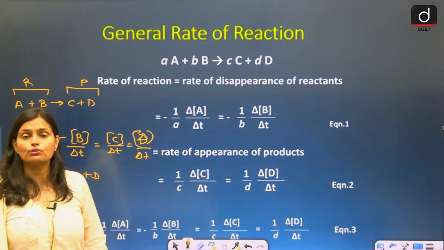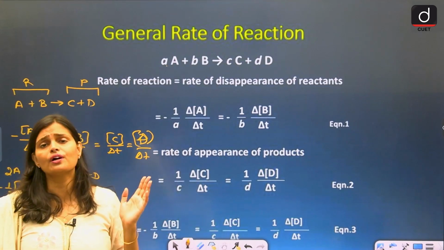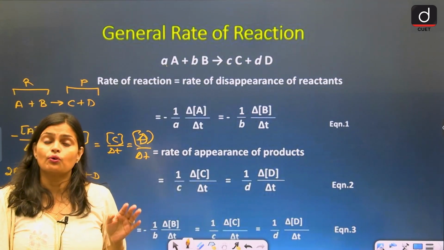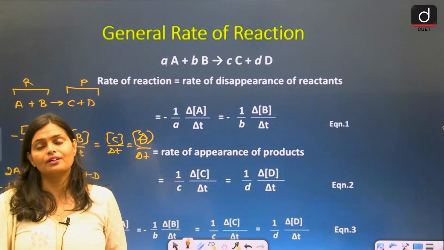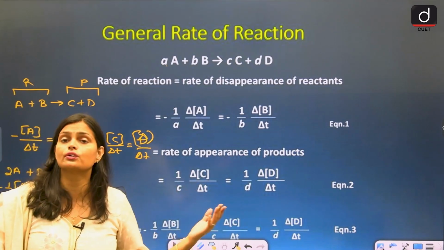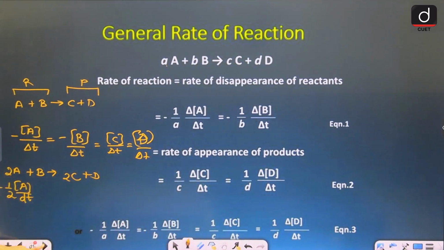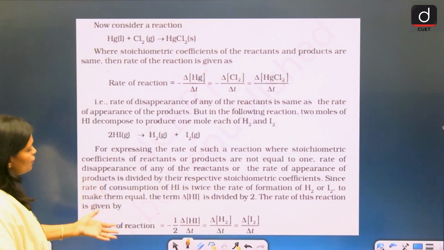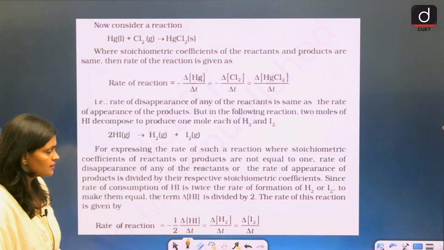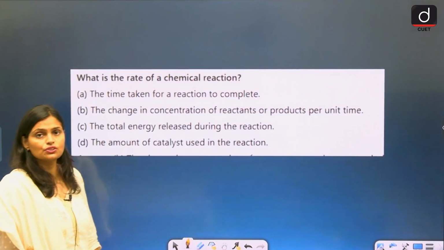First of all, you have to practice writing the rate of reaction. Once you understand writing the rate of reaction, only then will you be able to solve other questions related to chemical kinetics. So this is what I have already discussed. Here we have a few questions. Whatever you have understood till now, just try to solve.